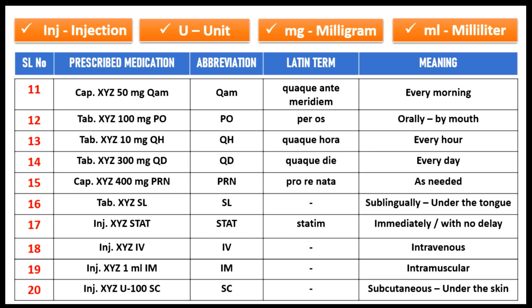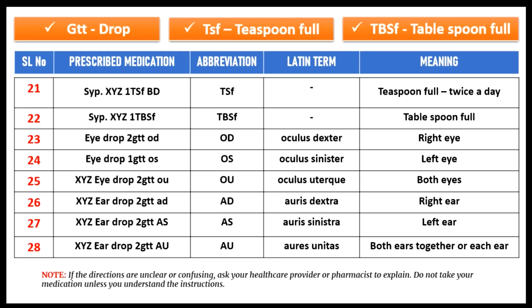Subcutaneous means under the skin. In this type of injection, a short needle is used to inject a drug into the tissue layer between the skin and the muscle. Number 21. SYP XYZ 1 TSF BD. Here SYP is syrup, TSF is teaspoonful and BD is twice a day. So you shall take 1 teaspoonful twice a day.